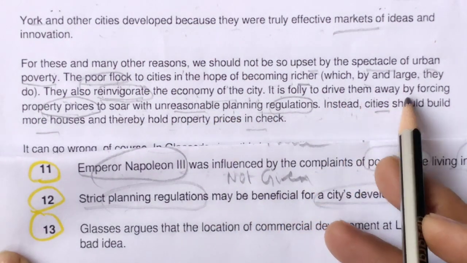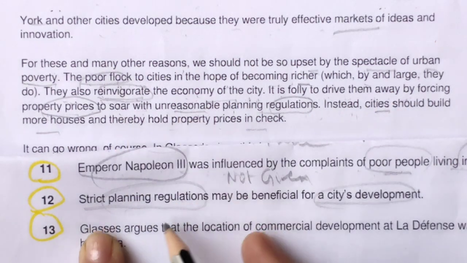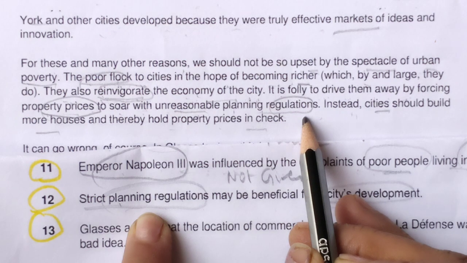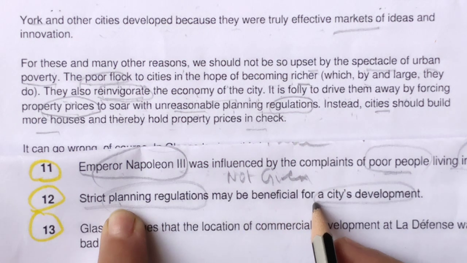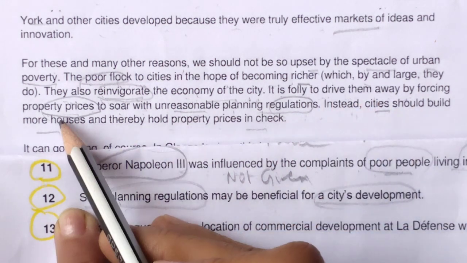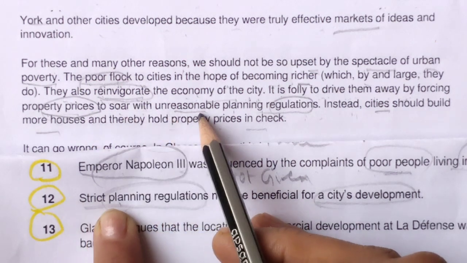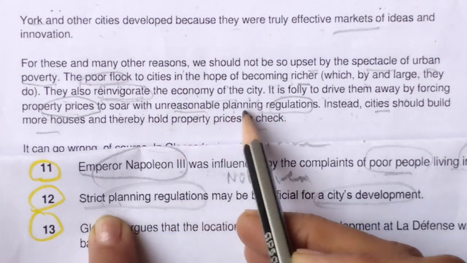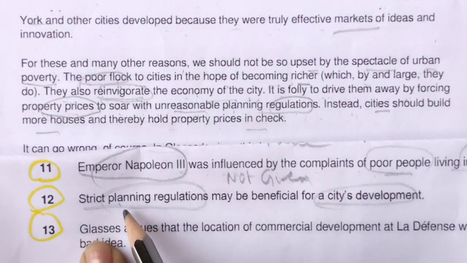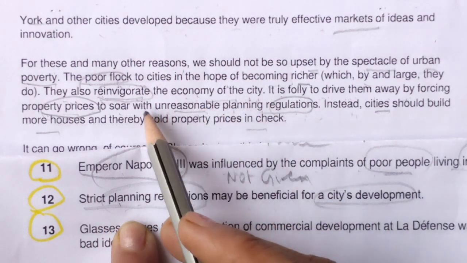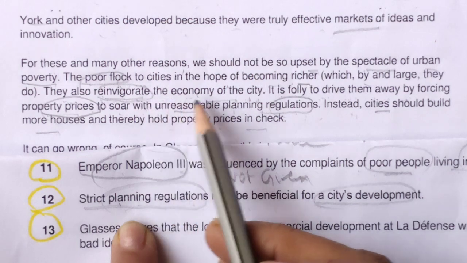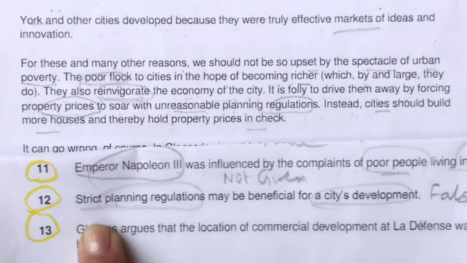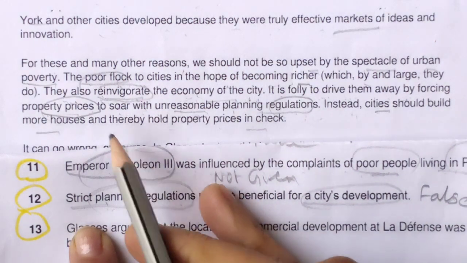It is folly to drive them away by forcing property prices to soar with unreasonable planning regulations. Because the statement says strict planning regulations may be beneficial, and the planning regulation word is there. So yes, unreasonable planning regulation. Here they are saying strict planning regulations. So they are talking about development of the economy. So this is false. Now read it again and try to find out why I have given it the false answer.